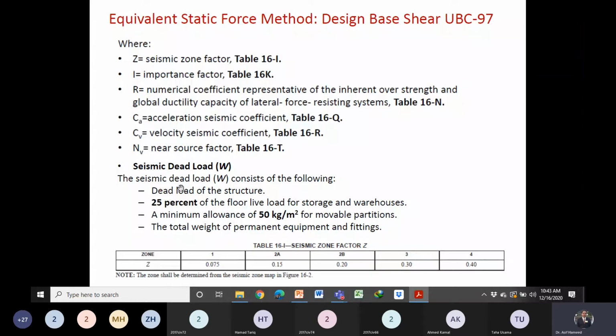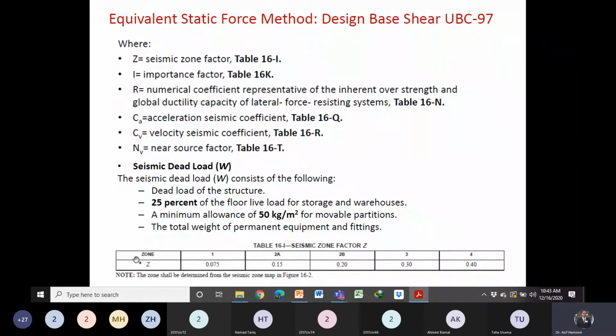And then how can we calculate the total weight of the structure? To calculate the seismic weight, it will include the total dead load of the structure, 25% of the floor live loads for storages and warehouses, a minimum allowance of 50 kg per square meter for the movable partitions, and the total weight of the permanent equipment and fittings. Okay, so we can calculate the weight of the structure by using these guidelines.